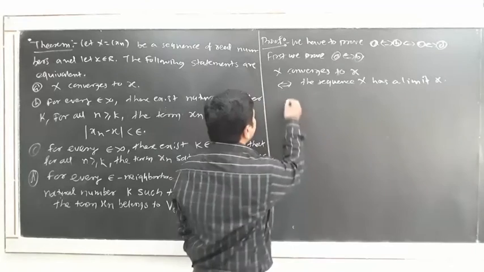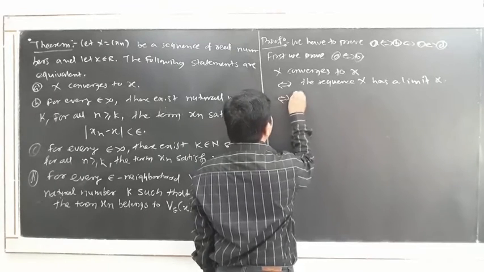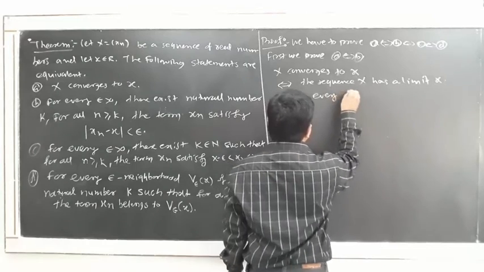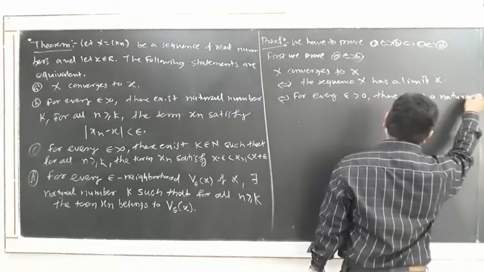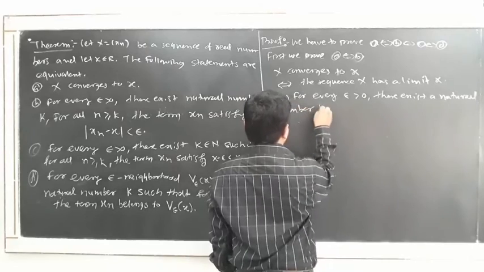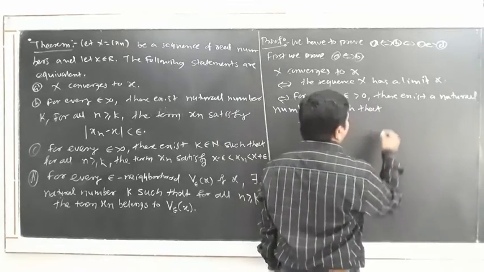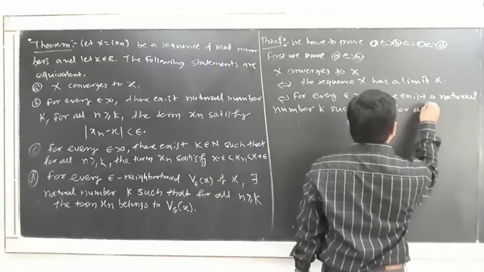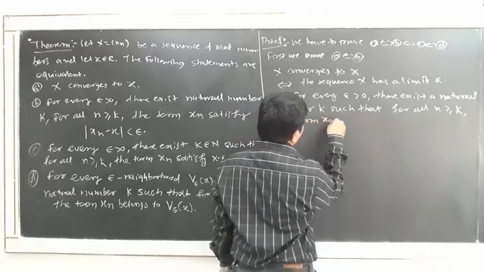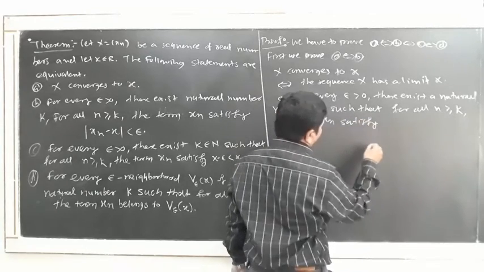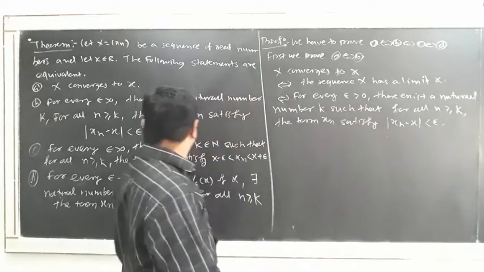Then, by using the definition of the limit, we can write: if and only if for every epsilon greater than 0, there exists a natural number K such that for all n greater than or equal to K, the term xn satisfies |xn - x| < epsilon. It is the second statement.